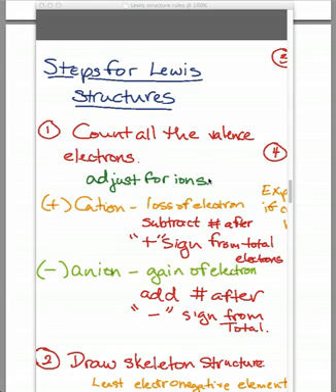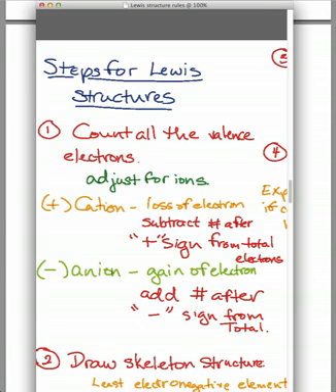Now for the ions. A cation, what is a cation? Well, a cation is basically an element that's lost an electron. What you're going to do with the cations is, it's going to be +1 or +2 after the plus sign, right? So you're going to take that number after the plus sign and subtract it from the total number of electrons.